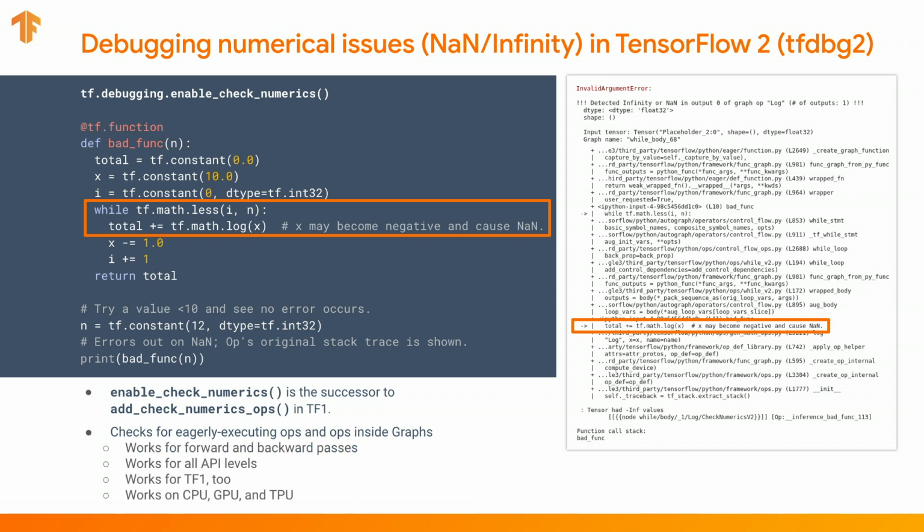And the API here is also general in the sense that it works for both forward pass and backward pass. It works for low-level APIs and high-level APIs, including Keras. It also works if you're stuck with the old TF1 API. And it should work on CPU and GPU.